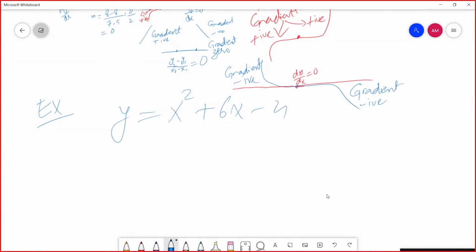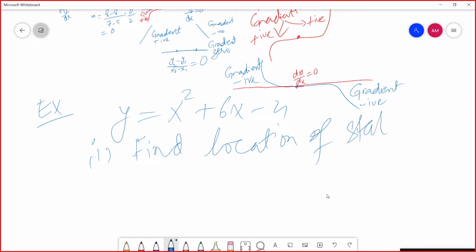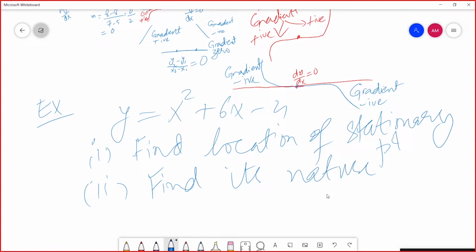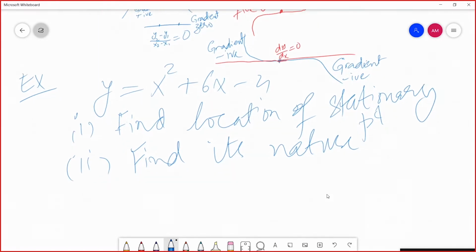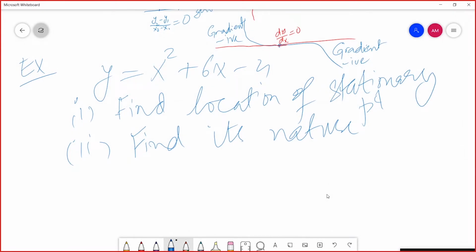So we have two parts. The first part is to find the location of the stationary point. The second is to find its nature. Nature means whether it's a minima, maxima, or a horizontal inflection, right? So first of all, how to do this? What do you think?